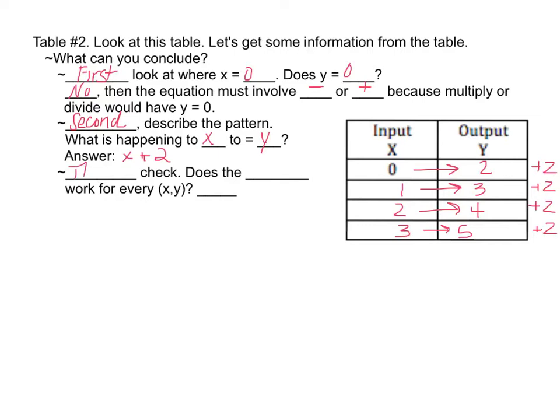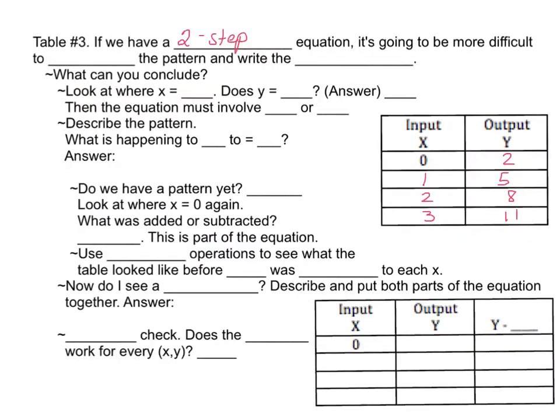And then third, we are going to check it. We want to see if the rule works for every x and y. So we'll write our rule as an equation, which is x plus 2 equals y. So let's see. If I take 0 and I add 2, it equals 2. It works for that row. 1 plus 2 equals 3, works for the second row. 2 plus 2 equals 4, works for the third row, and so on. I have found my equation.